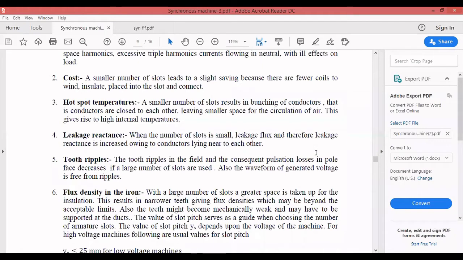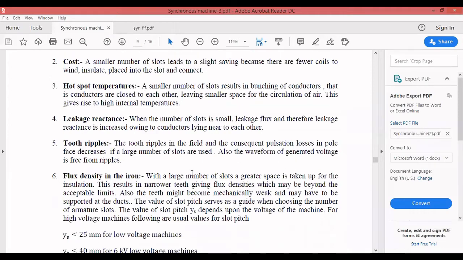Next, regarding tooth ripples: with a large number of slots, the tooth ripples in the field and the consequent position losses in a pole phase decrease. Also, the waveform of generated voltage is free from ripples. What will happen if a large number of slots are used? Whatever electromagnetic flux is produced in the stator has to pass on to the air gap flux, and it has to pass on to the rotor.